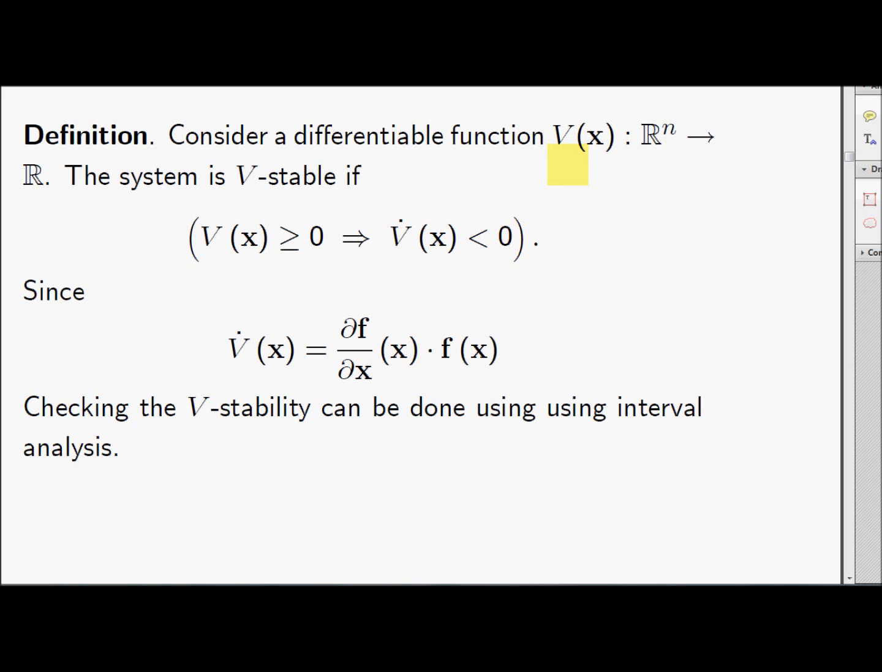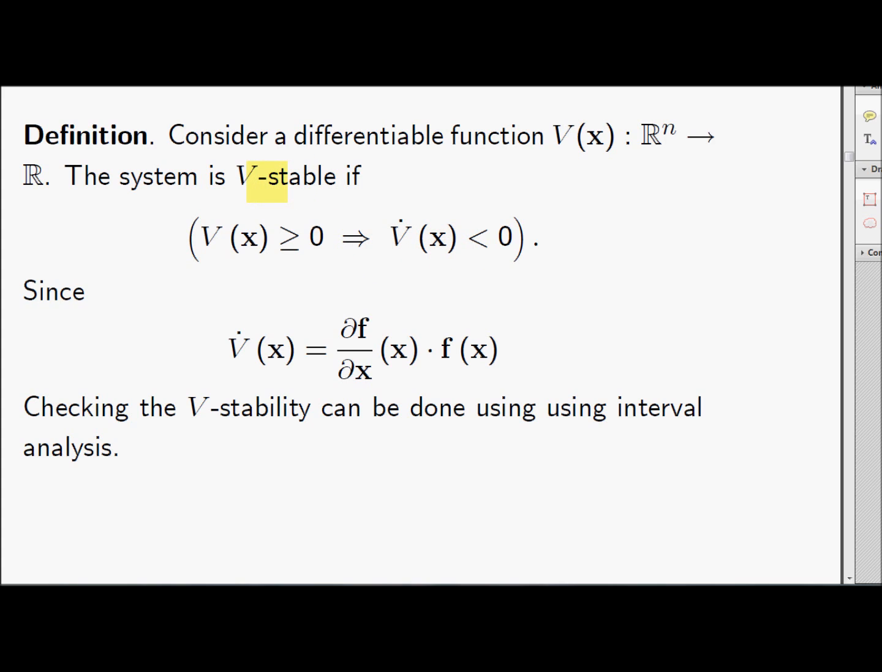And when this function V depends on the state X, from Rn to R, it is not very positive. So V looks like a Lyapunov function, but it is not exactly a Lyapunov function. When this function V is positive, then it will decrease. So in this case, we'll say that the system is V stable.